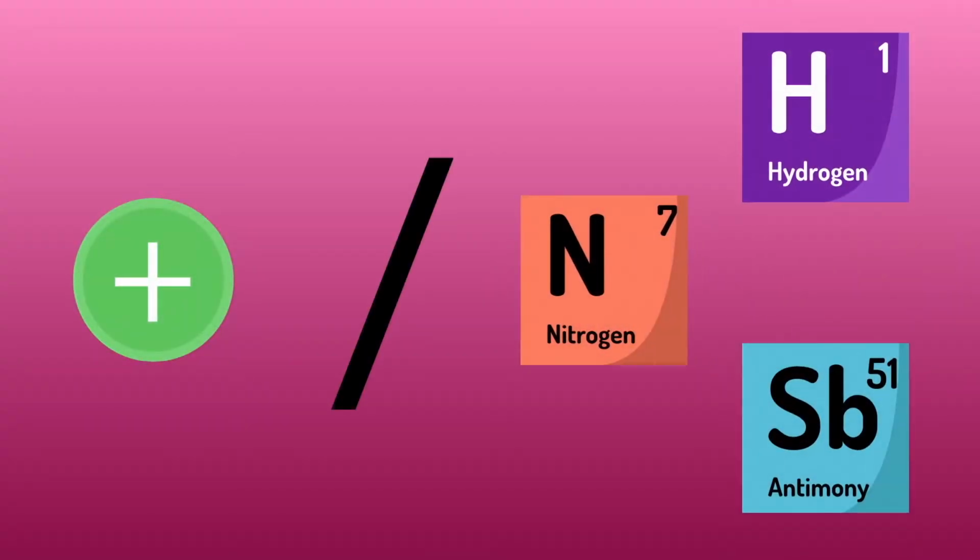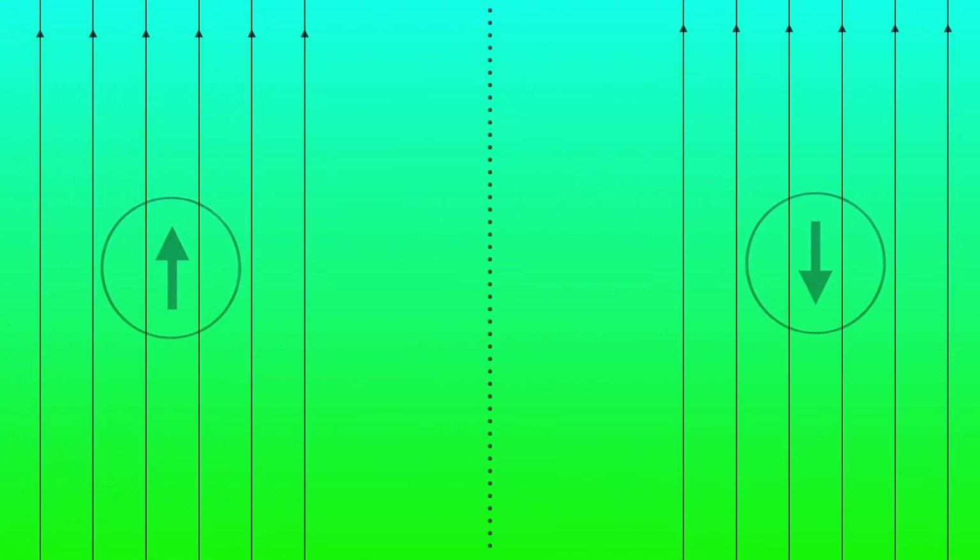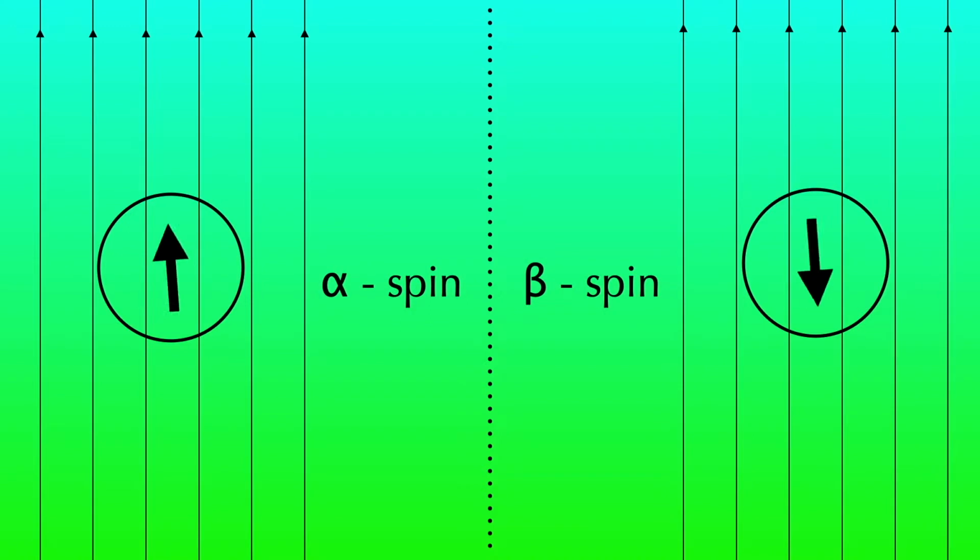In nuclear magnetic resonance, protons or atoms with an odd number of protons or neutrons can either align in the direction of an external magnetic field or align opposite to it, known as the alpha and beta spins respectively. We can observe that alpha spin is the lower energy state and beta spin is the higher energy state because, obviously, it is easier to swim downstream than upstream, right?